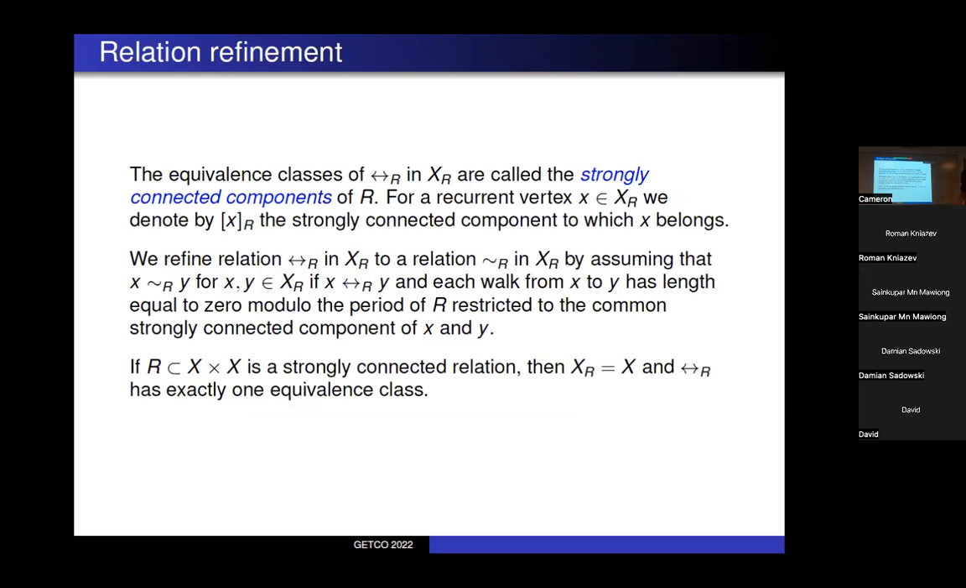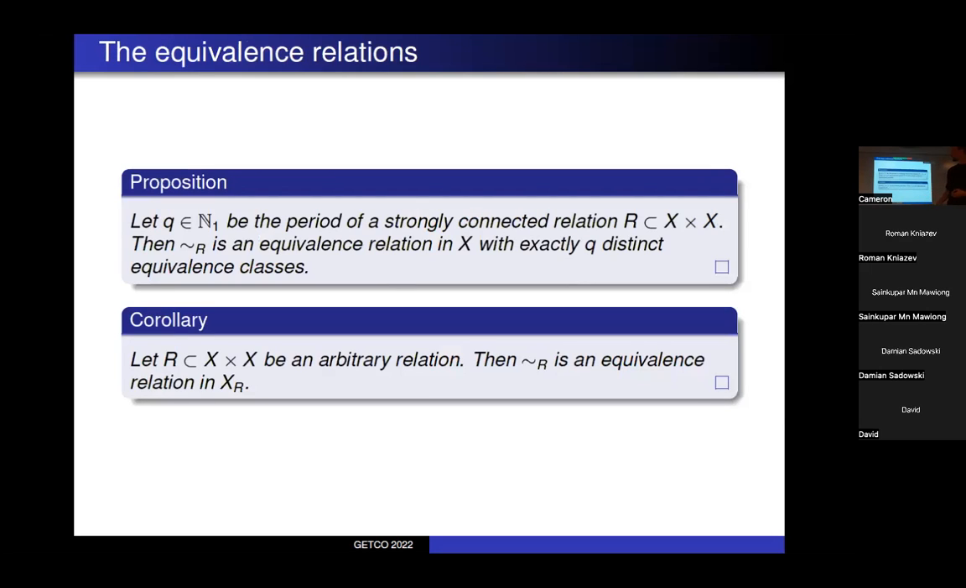We can refine that relation to the relation tilde R in that way that two points will be related by this tilde relation if each path, each walk from x to y, has length equal to 0 mod the period of the component of those two points. And again, this is an equivalence relation, of course, on the recurrence set.